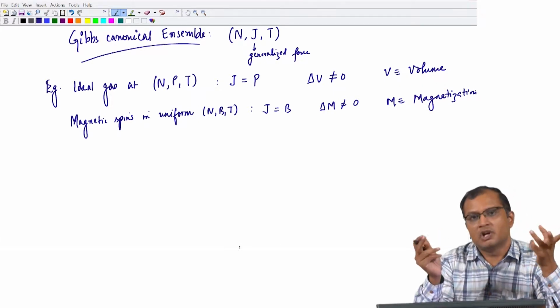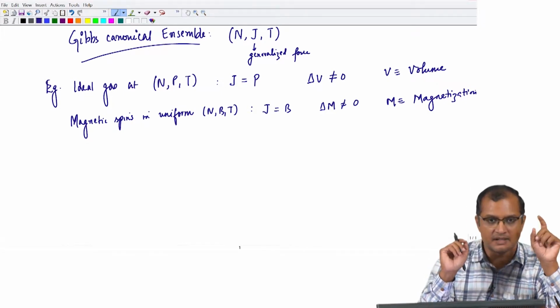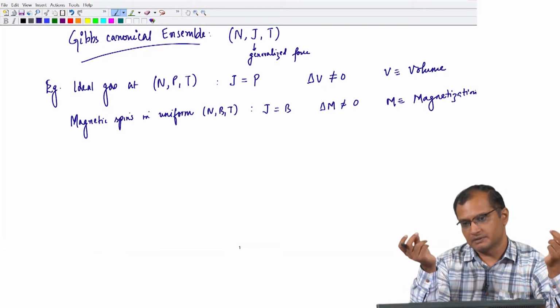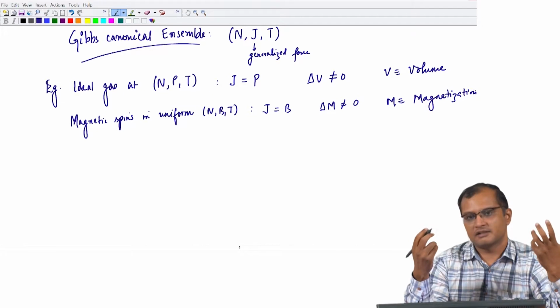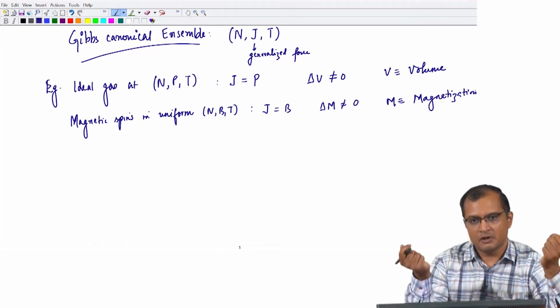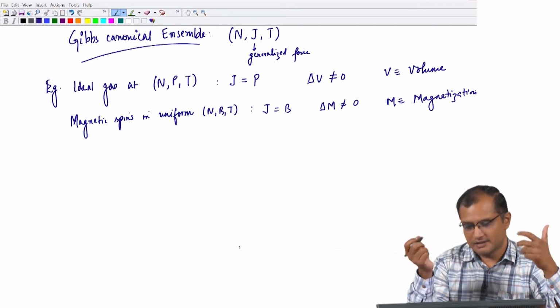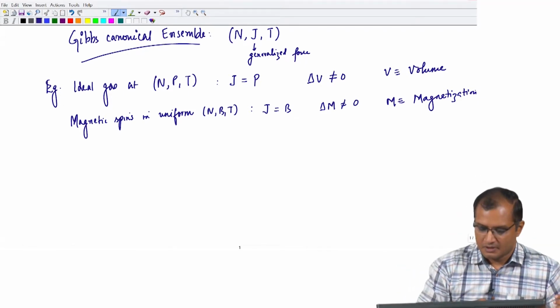Please note that both volume and magnetization are extensive variables, which means they scale with system size. If you want to keep the density constant and you increase the number of particles by some factor lambda, then you have to increase volume by the same factor to keep the density constant. The same applies to magnetization. So, a larger system will have larger magnetization.